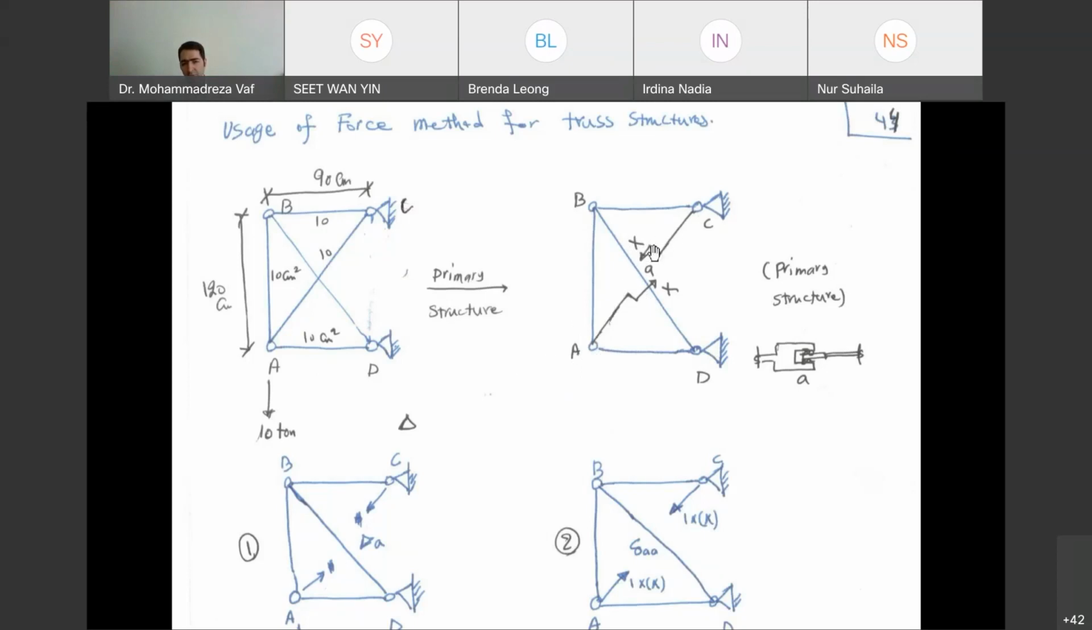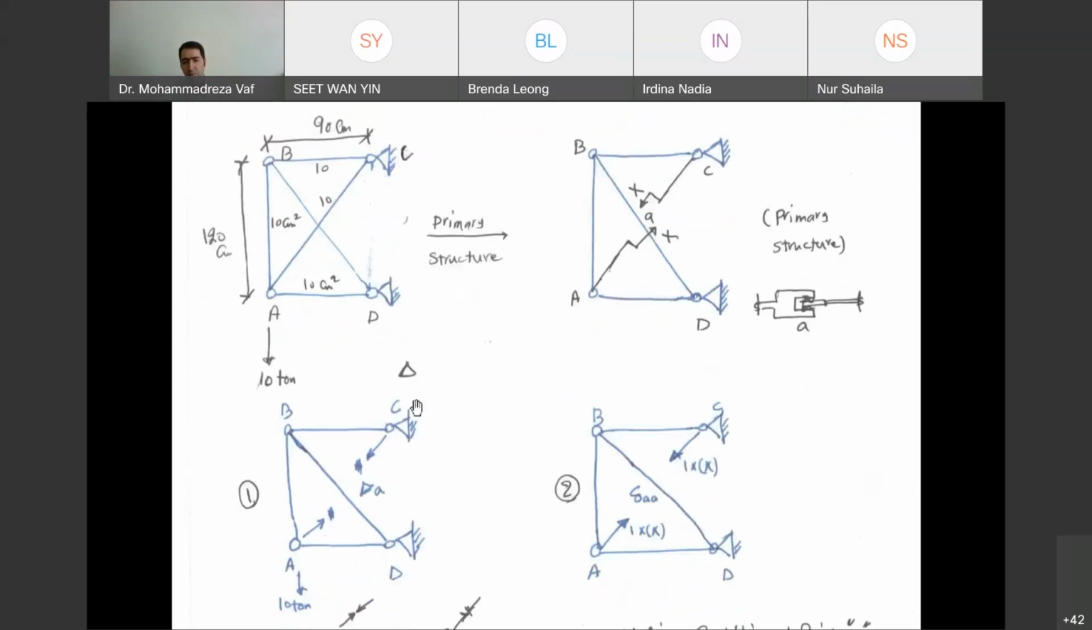Now, in order to get this value of X, again, we are going to have two structures, similar to the previous case. The combination of these two is going to represent the real structure. So what are these two structures? The first one is a structure that doesn't have this element, similar to the one that you can see here, but it's going to have the external force that we have applied to the real structure.